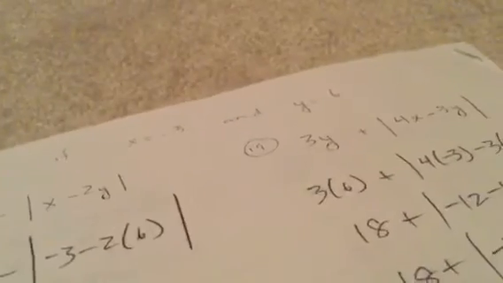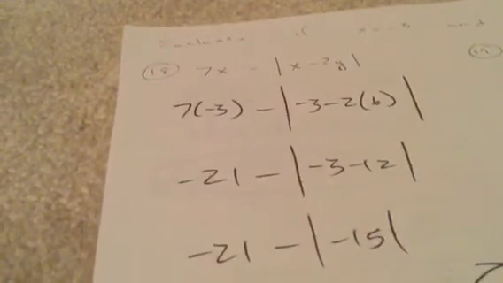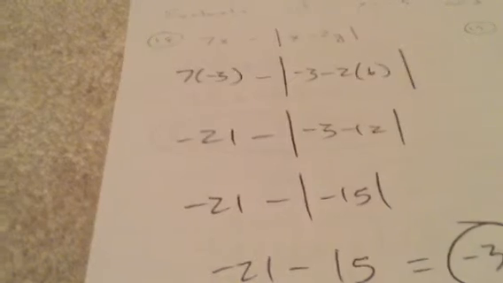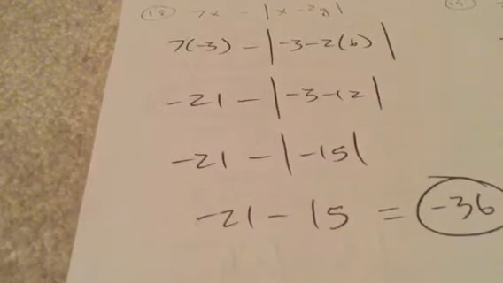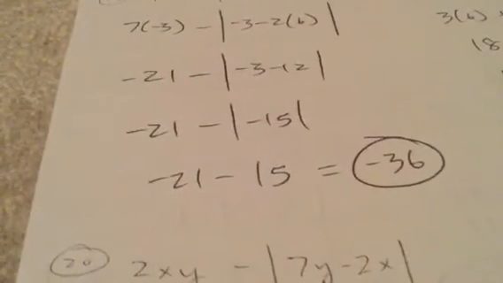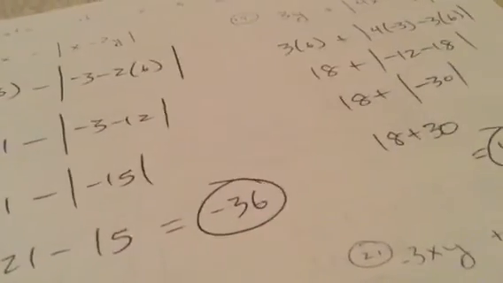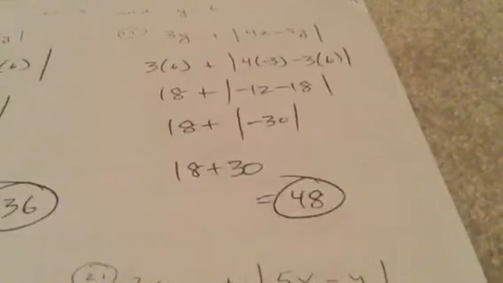X is negative 3 and y is 6, so just plug those in. Evaluate just means find the answer. All right, absolute value of a negative is a positive, so that minus stays, but you're going to do 21 minus 15, not 21 minus a negative 15. Those are two different things. You get negative 36. There's the answer to 19.